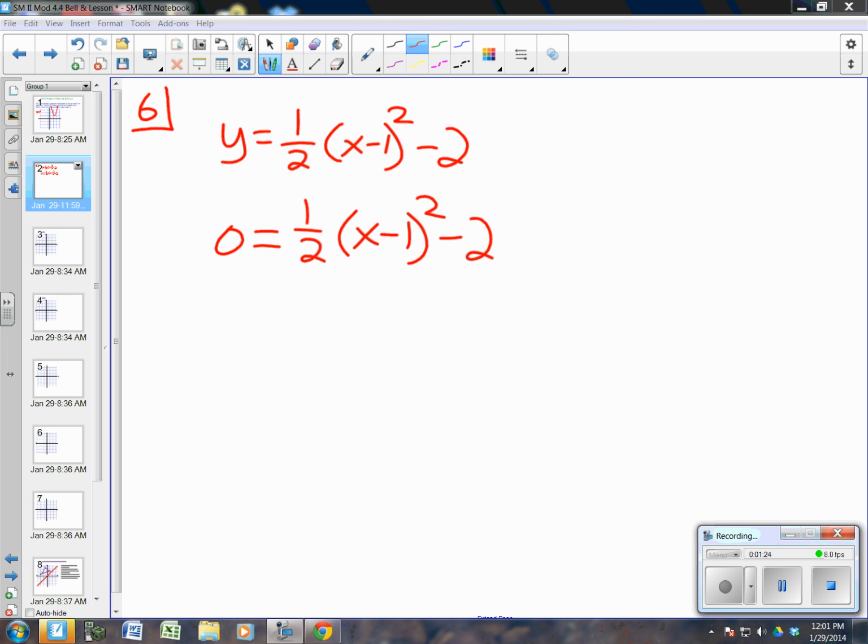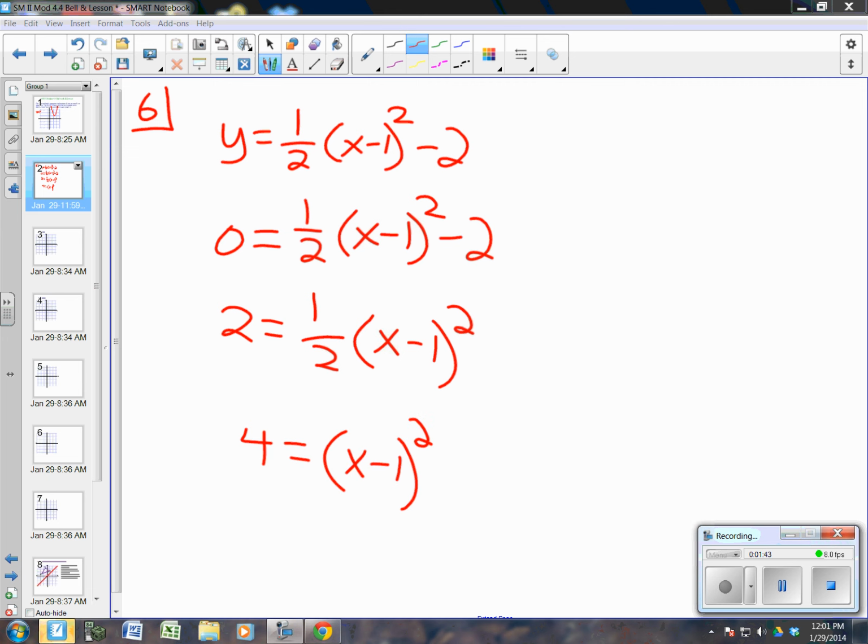So I just got to get x by itself. So what would I do to get x by itself here? Plus 2 to both sides. So I get 2 equals 1/2 times x minus 1 squared. What's the next thing I do? Times by 2. If I times this side by 2, the 1/2s cancel out. And 2 times 2 is 4. So 4 equals x minus 1 squared.